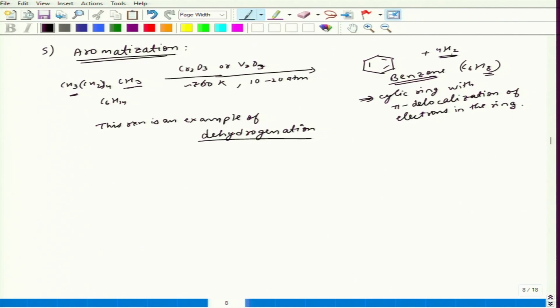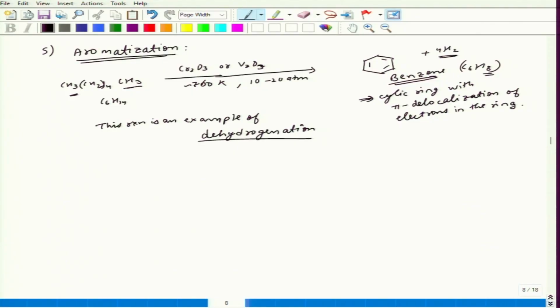Okay. So, this is an example of the dehydrogenation reaction in which an aromatization product can be obtained by using a suitable catalyst of chromium oxide or vanadium oxide at high temperature and a suitable pressure. That is how we can produce the aromatization product benzene.